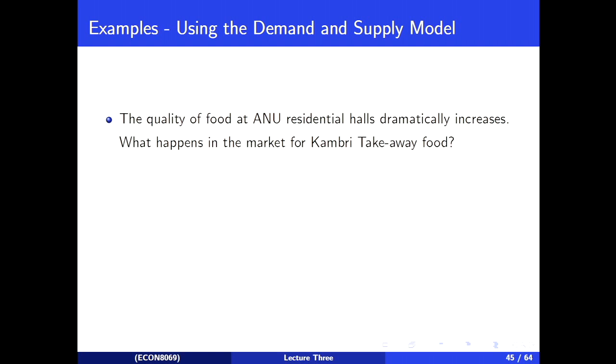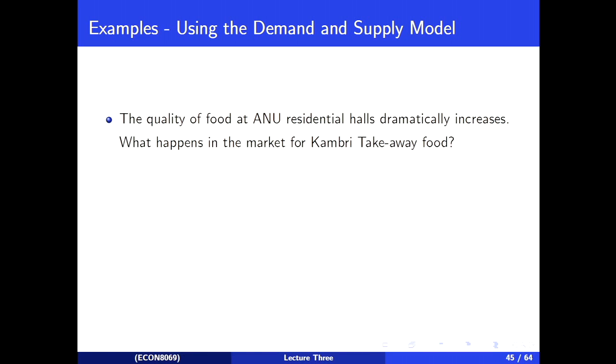It affects demand, because if I'm a consumer of Cambry food, and let's say I live in a residential hall, and I'm trying to decide whether to have food at Cambry, where I have to pay, or food at the residential hall, where it's free, or where I've already paid, I guess, then if the quality of food at ANU increases, the demand for Cambry food is going to go down. Cambry's going to have to charge a lower price to get me to go out and buy their food. And so, ceteris paribus, all else being equal, we would expect demand for Cambry food to shift down.